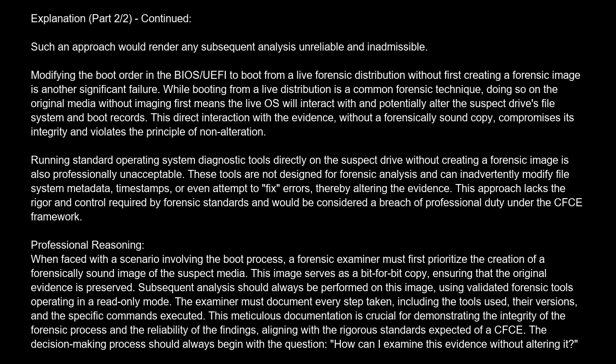The examiner must document every step taken, including the tools used, their versions, and the specific commands executed. This meticulous documentation is crucial for demonstrating the integrity of the forensic process and the reliability of the findings, aligning with the rigorous standards expected of a CFCE. The decision-making process should always begin with the question: how can I examine this evidence without altering it?